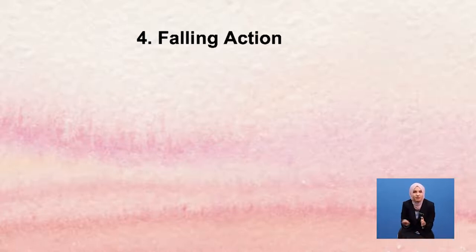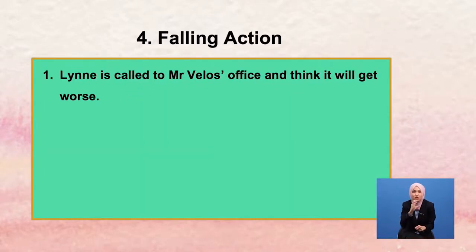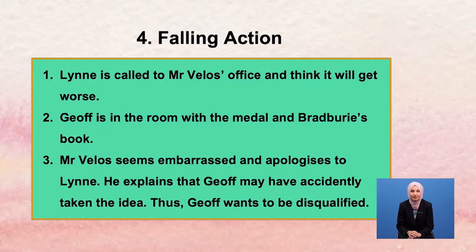The falling action in this story is when Lin is called to Mr. Velos' office and she thinks the situation will worsen. Job is in the room with the medal and Bradbury's book. Mr. Velos seems embarrassed and apologizes to Lin. He explains that Job may have taken the idea without him realizing it. Thus, Job wishes to be disqualified. At this point, Lin thinks that Job has Mr. Velos on his side and will get Lin into trouble.